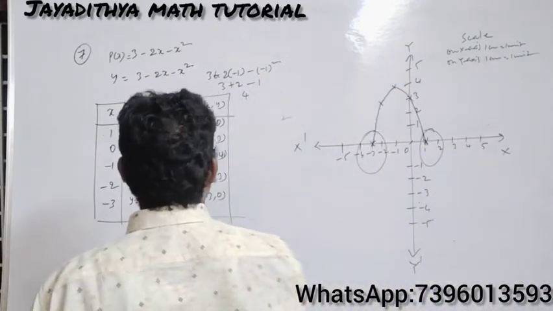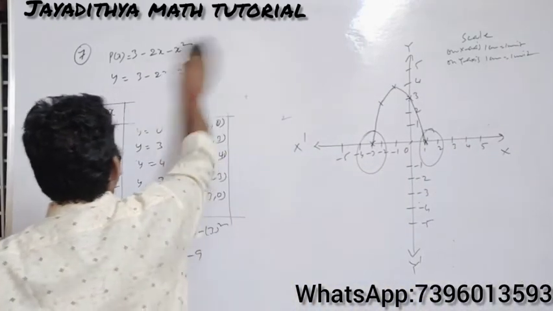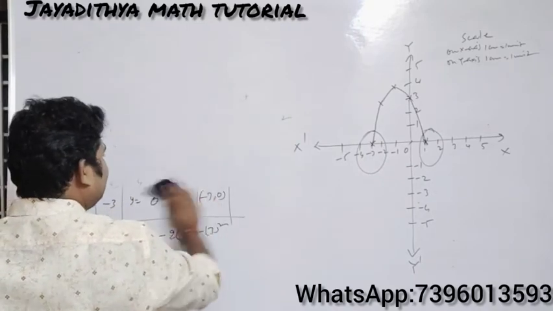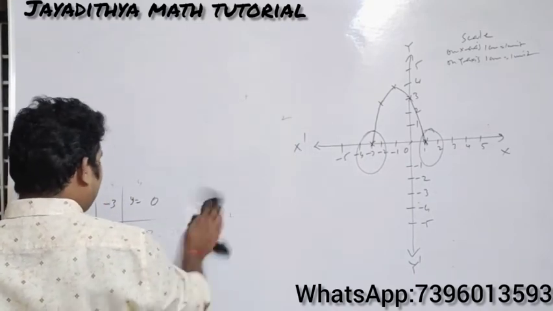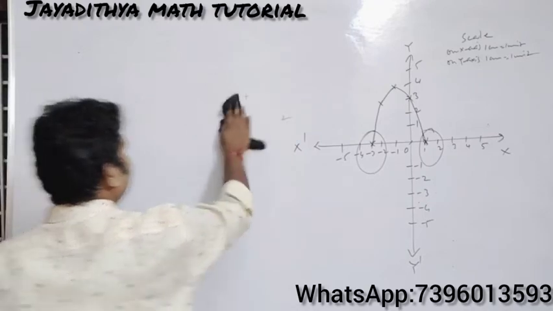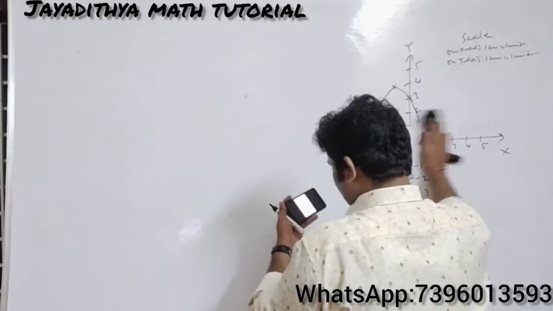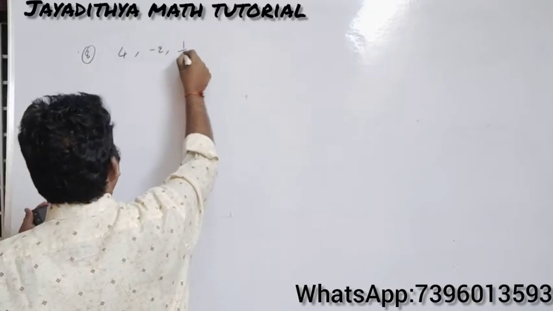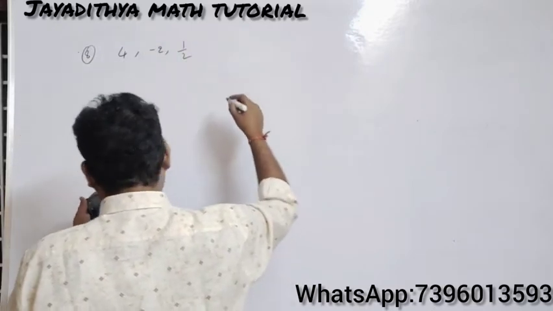Now let us go to the next question, that is the 8th one. Okay, keep this point in your mind. Whenever the x square coefficient is negative, then you will get an inverted parabola, an inverted U-shaped curve. This is the 8th one. Show that 4, minus 2 and 1 by 2 are the zeros of the cubic polynomial.